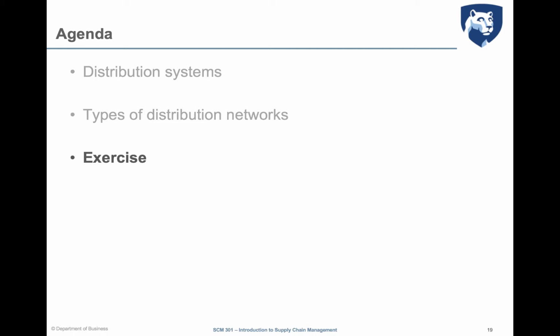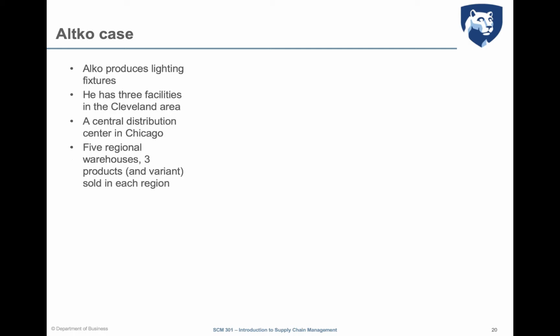So let's see how to interpret and solve the values of the exercise. Altko produces lighting fixtures. It has 3 facilities in the Cleveland area and a central distribution center in Chicago. There are 5 regional warehouses and 3 product variants sold in each region. The distribution system looks like that.